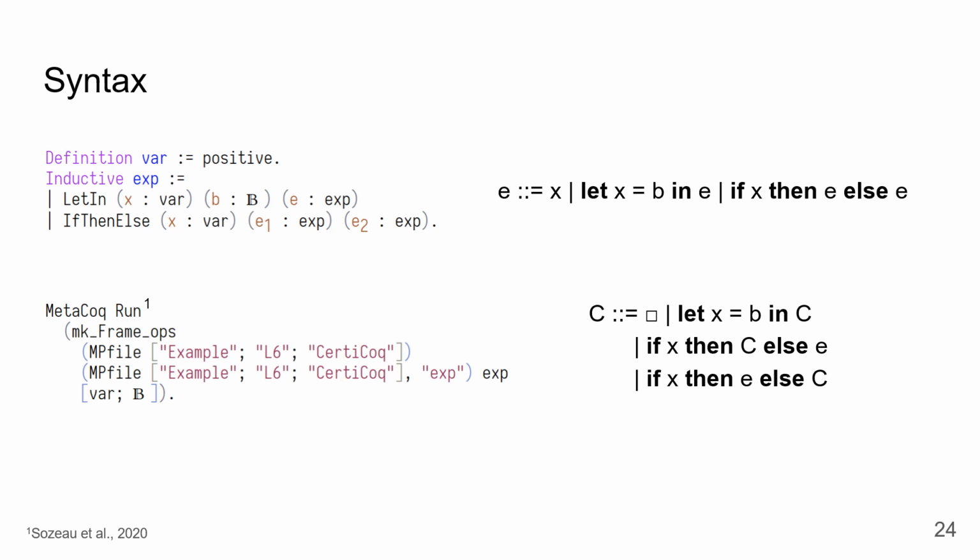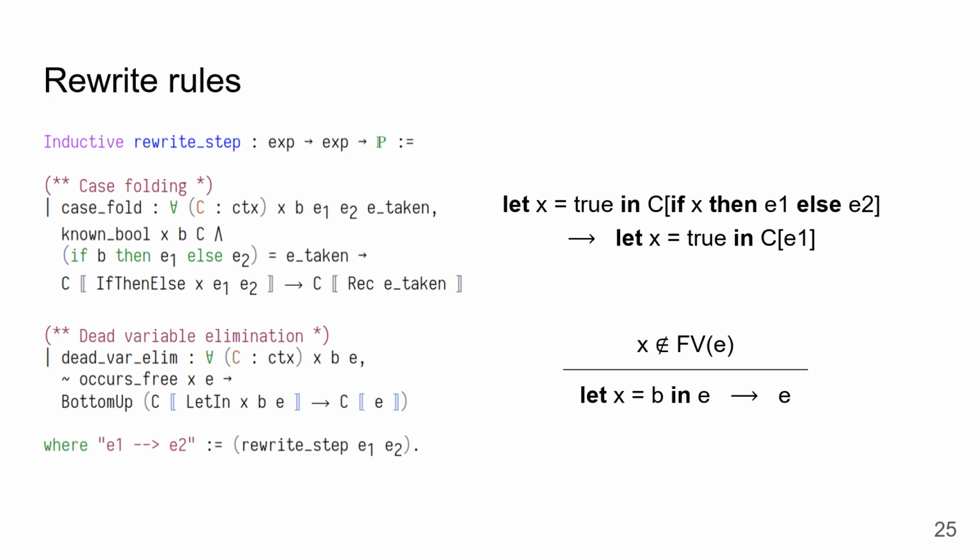Then, the user runs a metaprogram, which we've written using MetaCoq, a metaprogramming library for Coq, and this metaprogram parses their inductive definition and automatically generates a type of one-hole contexts for terms of their object language. Using these definitions, the user can then define the rewrite rules that they would like to implement, again in the usual way by defining a Coq inductive relation. In this case, I've chosen to call this relation rewrite_step, and each constructor of rewrite_step corresponds to a rewrite rule that I would like to implement.